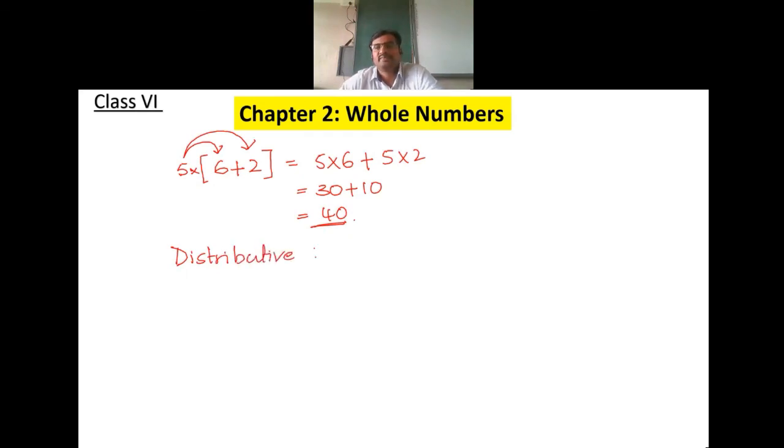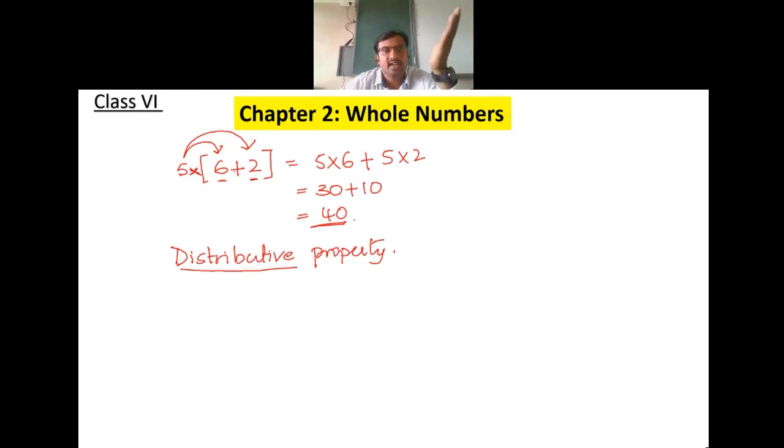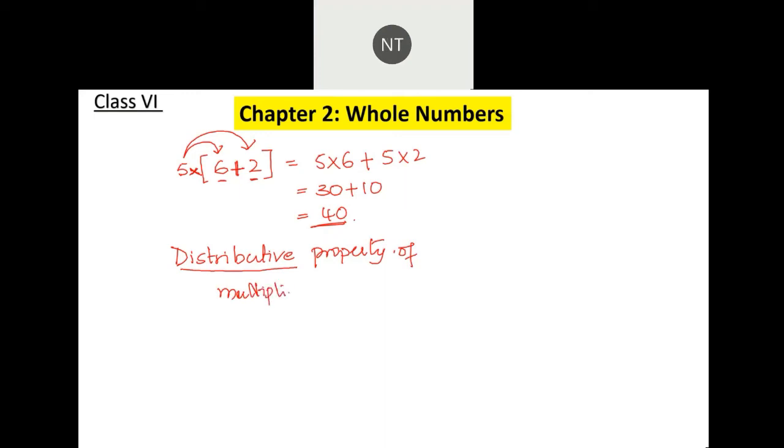Distributive property. Why is it called a distributive property? We are distributing the multiplication to both the numbers. 5 is multiplied to 6. 5 is also multiplied to 2. So I have distributed the multiplication over addition. This is called distributive property of multiplication over addition.